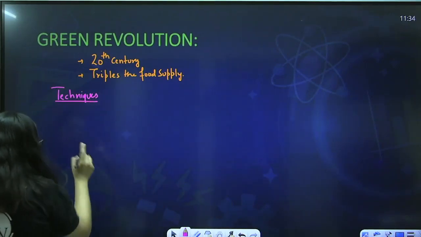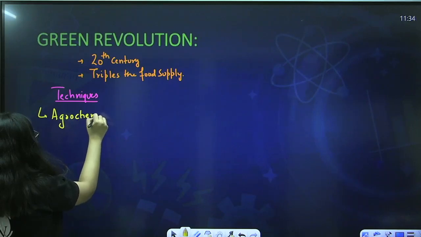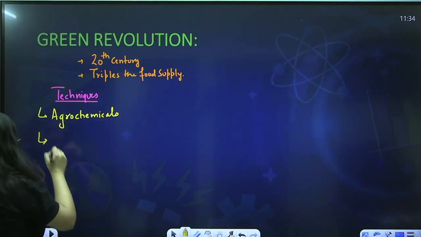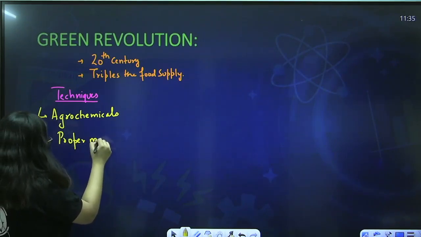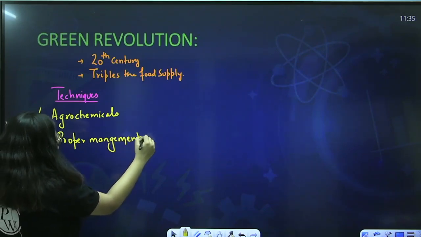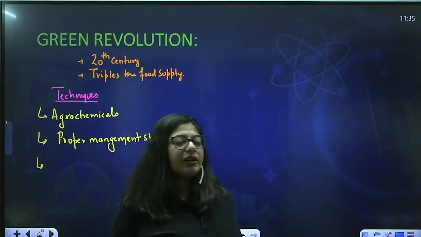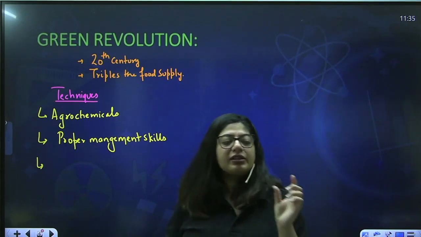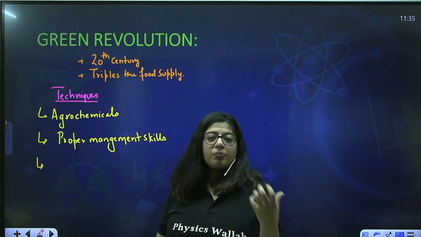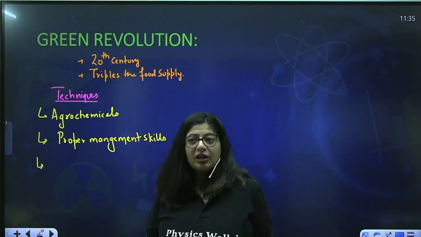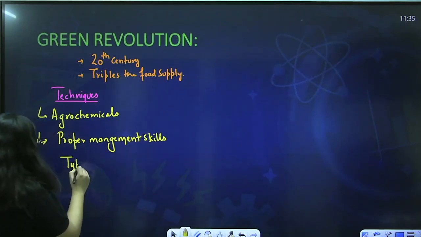The first thing they used was a lot of agrochemicals. They used fertilizers, they used pesticides, and that's how we are using them nowadays. Second, there were proper management skills. That means the farmers were taught that if this is a plant, it needs this amount of water, this is the time to water the plant, this is not the time to water the plant, and this is how you sow them. So proper skills like irrigation were kept in mind, and this was how they got the great yield. Third is the type of crop.